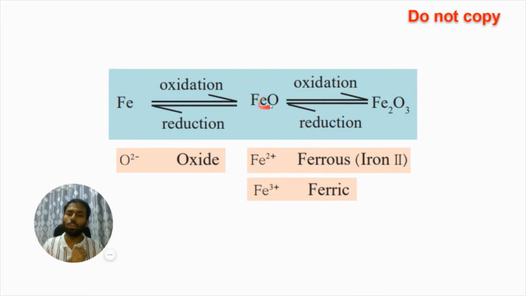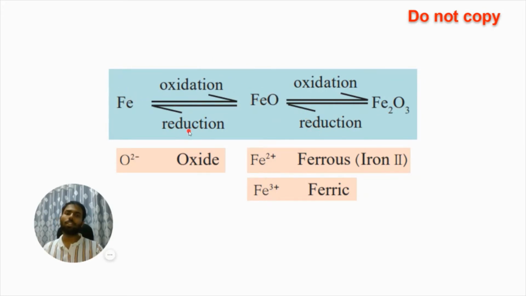Similarly here it went from the +2 state to the 0 state. Why is that? Because it accepted 2 electrons. When Fe2+ takes 2 electrons, Fe's 2 plus and the electrons' 2 minus will become 0 and it will become neutral again. So again this is called reduction. Okay, so Fe to FeO is oxidation, FeO to Fe2O3 is oxidation, and in the reverse direction Fe2O3 to FeO is reduction and FeO to Fe is reduction.